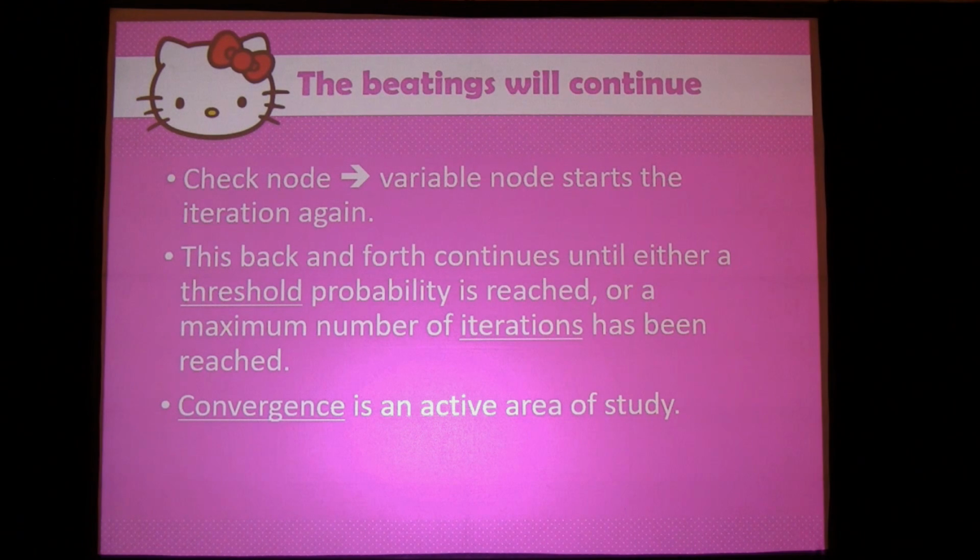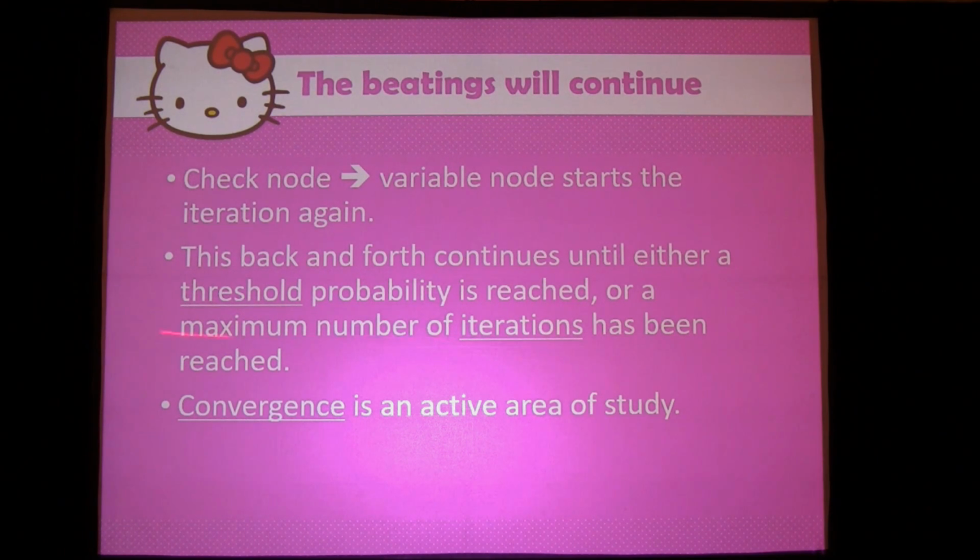So this back and forth continues until we reach a threshold probability. Here I used probability. I'm just going to go ahead and say it. We reach a threshold probability. Our numbers cross over some threshold. And for LDPC, it's usually 0.5. Either we reach that threshold or we run out of our maximum number of iterations that we have set.